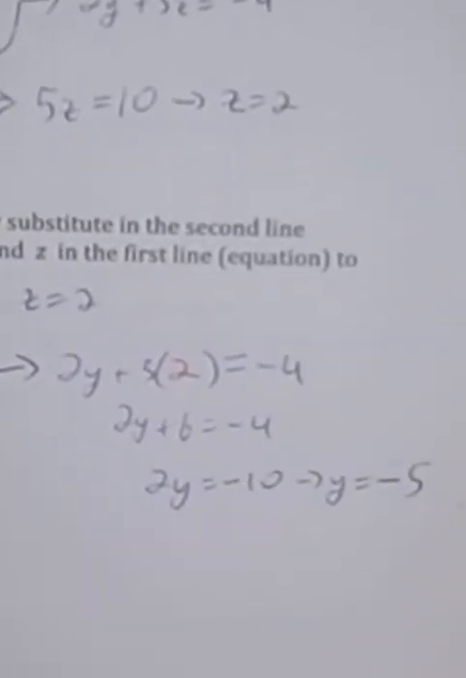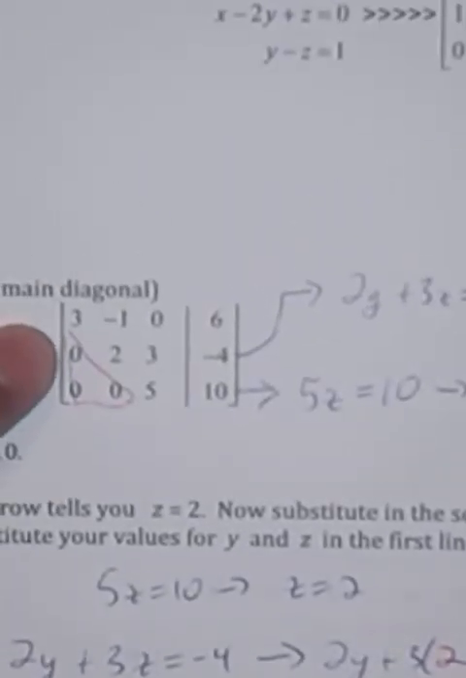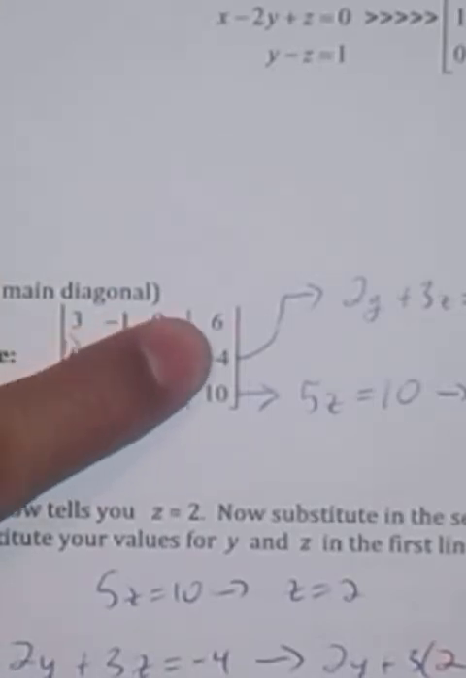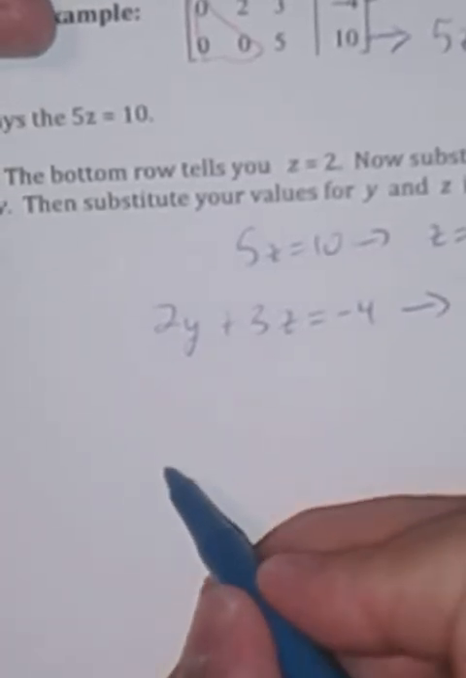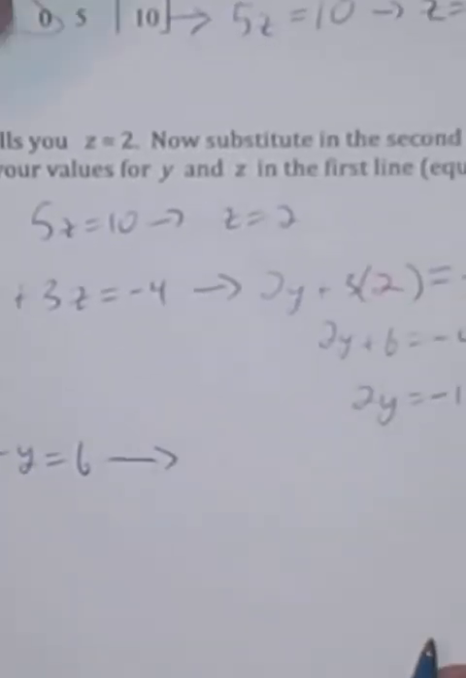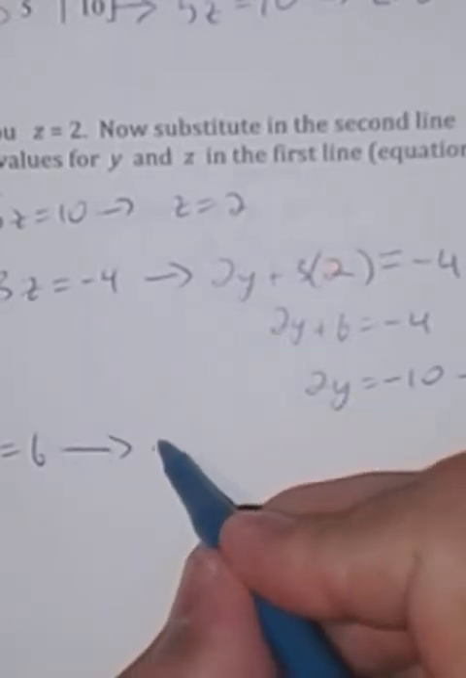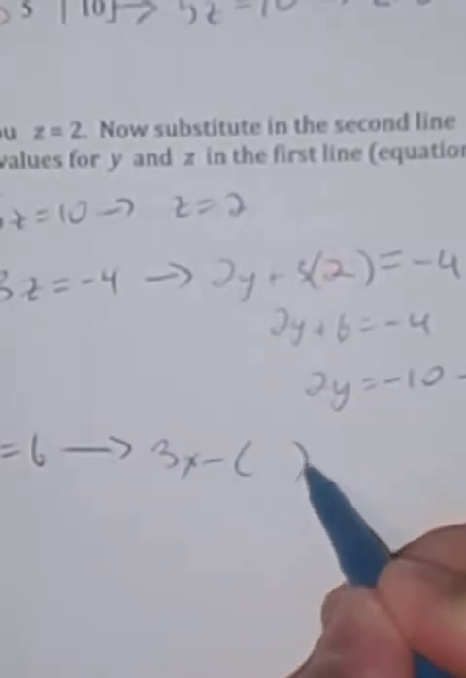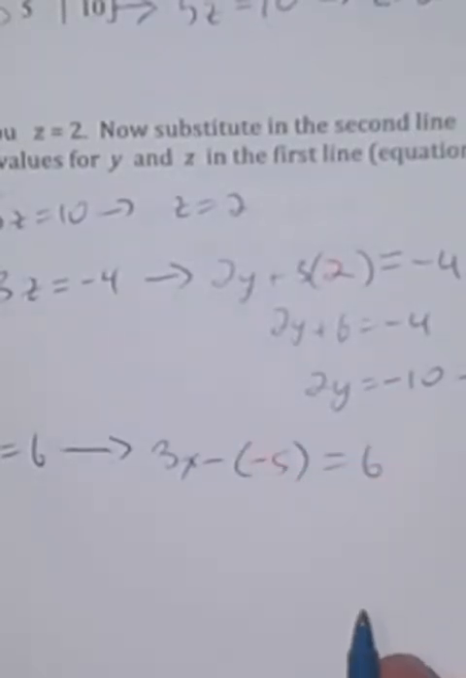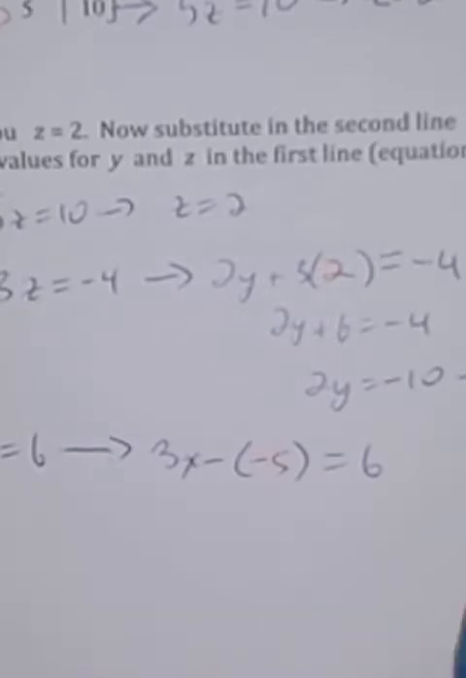Sorry, I wasn't showing you what I was doing. There you go. So now I have y and I have z. So I go back up to the first line. This line says 3x minus y plus 0z equals 6. That's 3x minus y equals 6. I'm going to write that down here. 3x minus y equals 6. Okay? And that equation, because I have some numbers already, I have the value of y. So I have 3x minus, and y is negative 5, equals 6.